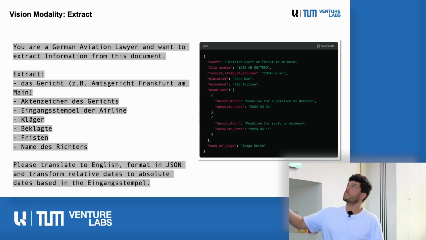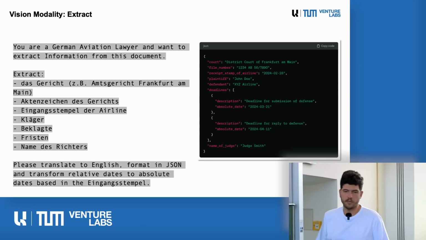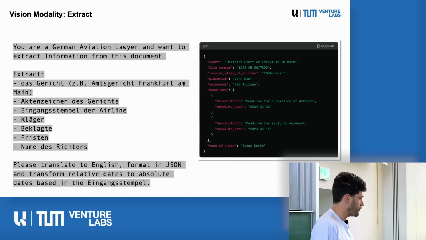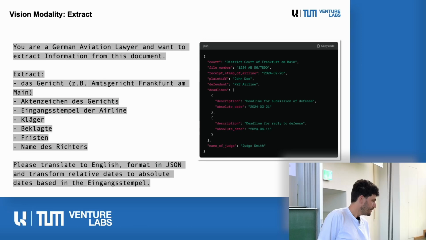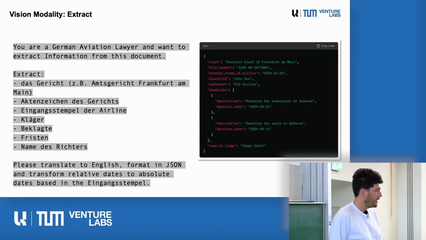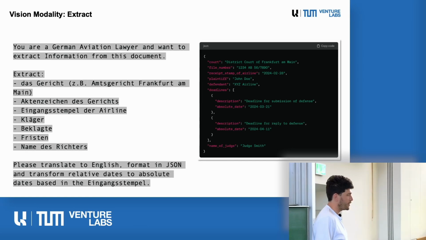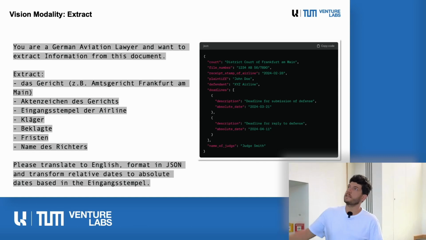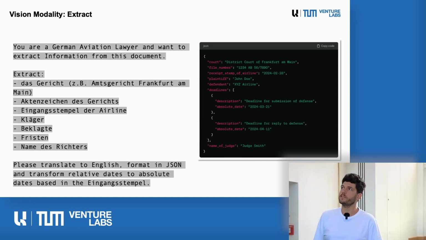But you can just take the JSON, which you, for example, could get from a website if you don't want to work with the API. And just download the JSON that you get through the API, and say you are a German aviation lawyer and want to extract information from this document. And you can get this in exactly the form you want.